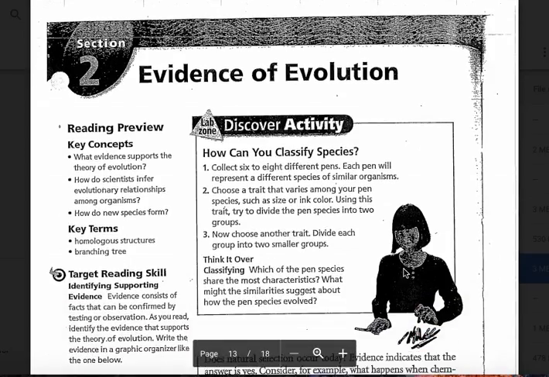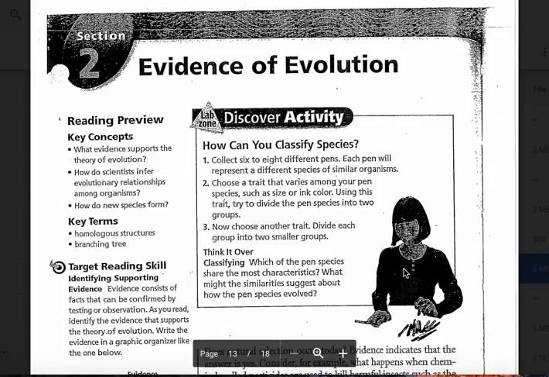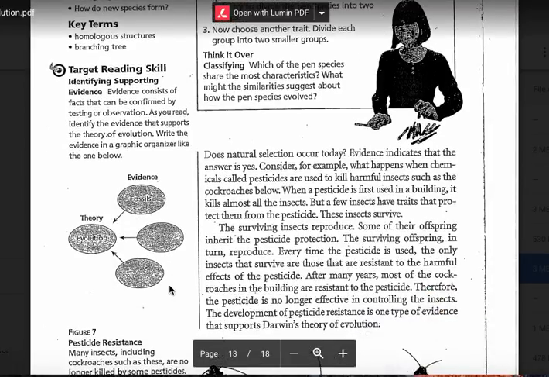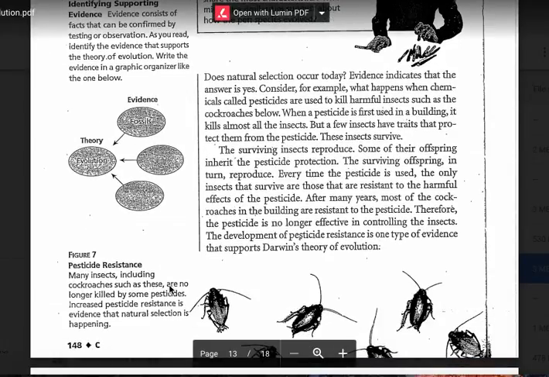All right, last section here, evidence of evolution. Let's take a look at the reading preview. What evidence supports the theory of evolution? How do scientists infer evolutionary relationships among organisms? And how do new species form? Two big important terms here. This one, homologous structures, is going to come up a lot, very important to know. And then branching tree is a type of diagram that we'll take a look at. All right, let's get going.